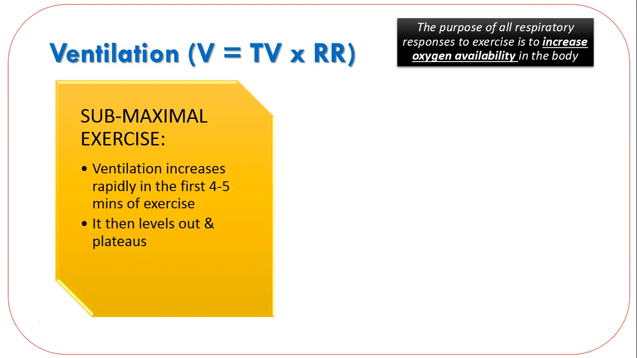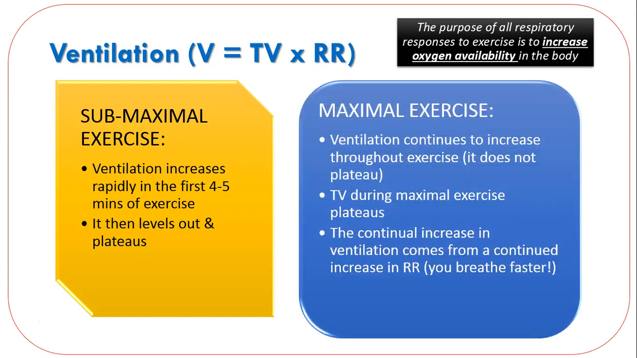Once we've reached a point where we're meeting the oxygen demands of the exercise that we're doing, our ventilation rate will plateau out and just maintain that steady rate. If we're working at maximal exercise, our ventilation will continue to increase throughout the exercise. It won't plateau at any point, because when we're working maximally, we're working anaerobically and we're not meeting the oxygen demands of what we're doing.